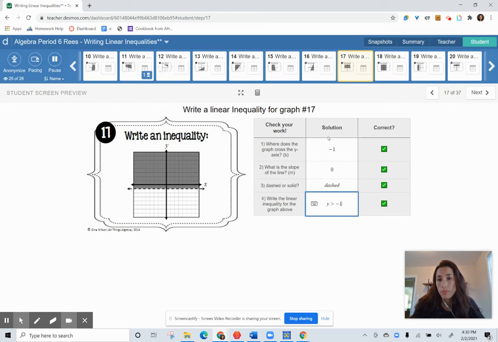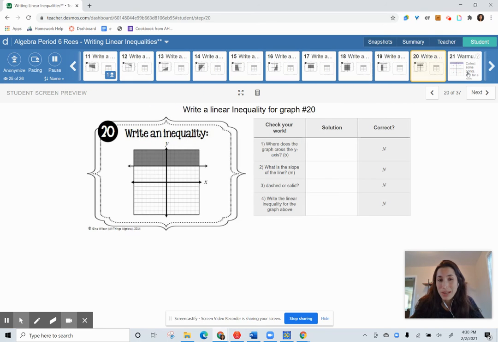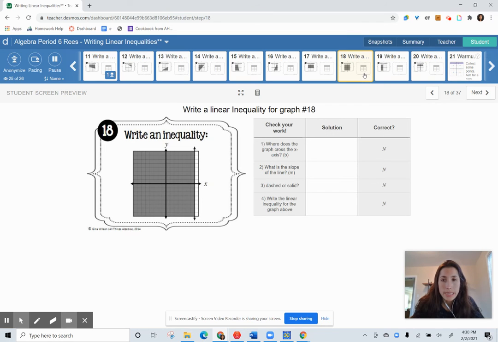So if you remember, a y equals graph is a horizontal line, just like a y is greater than or less than inequality. Okay, so that will also be true for question, there's another horizontal line here, question 20. Okay, so I'll do a vertical line with you. That would be question 18.